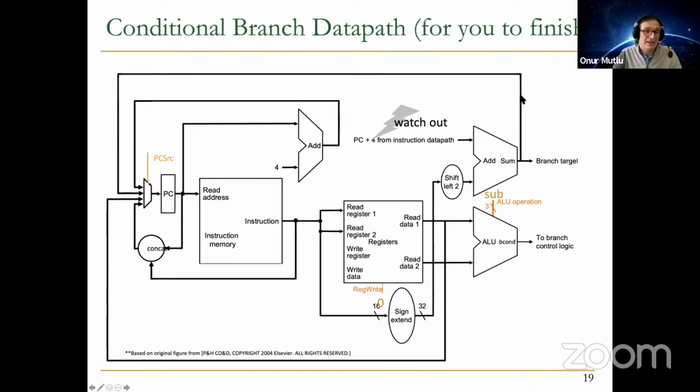So we needed to add another adder. There was no way to actually execute this without another adder because we need to calculate PC plus 4. We need to add to it the sign extended left shifted immediate. That's our target address. But at the same time, we need to check whether register RS is equal to RT. And that's what's done in the ALU over here, as you can see.